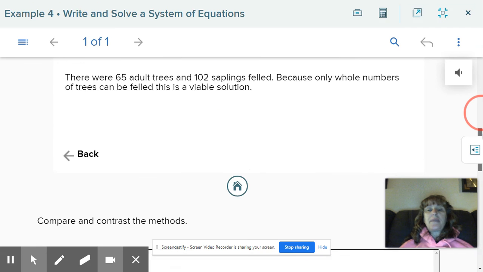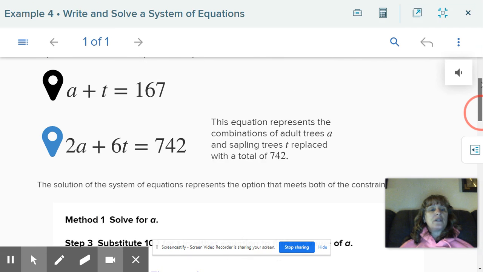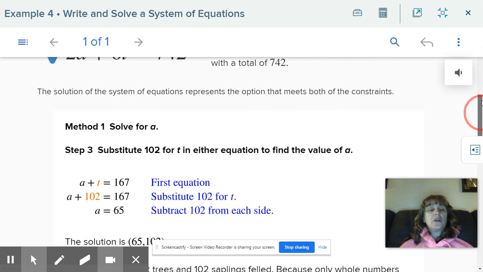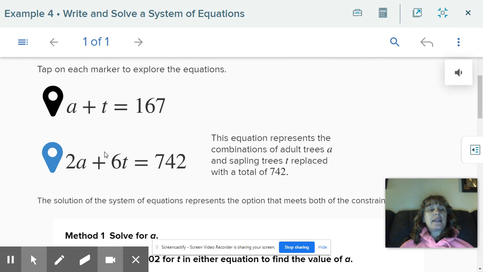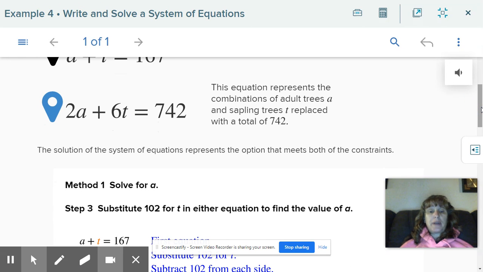Now you can do the same thing if you decided to solve for T. The only thing is that now you would substitute it right here, and you would substitute it with 167 minus A. So you would do the exact same thing that we just did with A equals as T equals, except now you would put it here, and you're going to get exactly the same answer. If you want to try it, you can. That is how you do it.